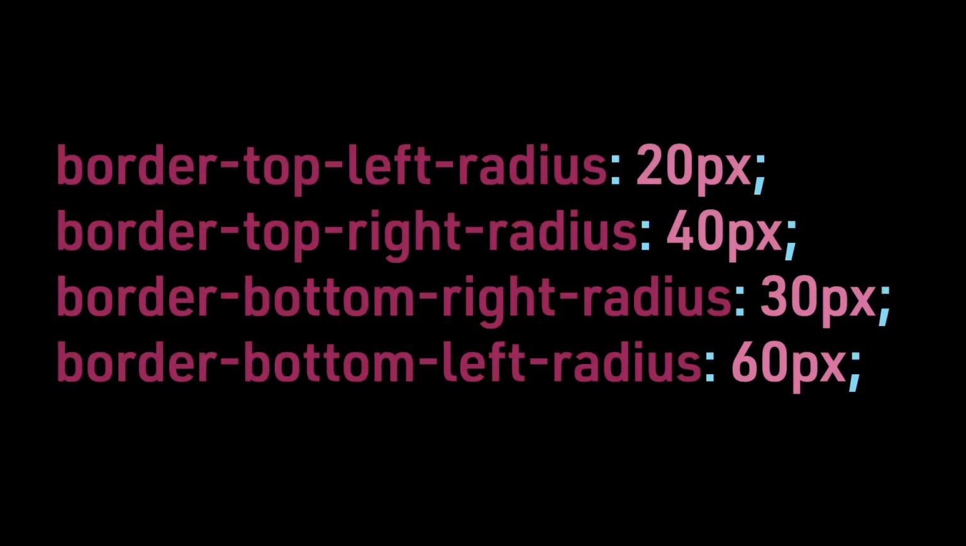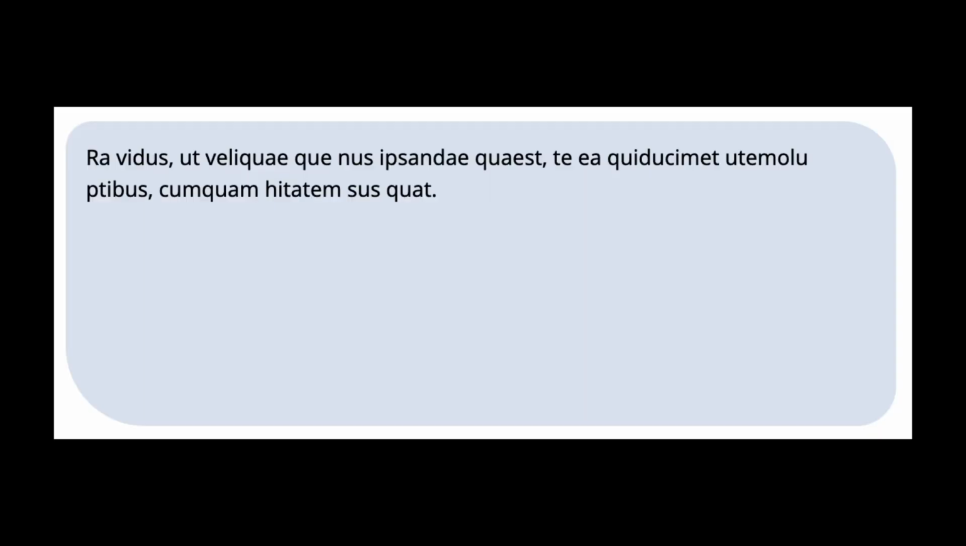In addition, it is also possible to target a particular corner instead of all corners. Border top left radius, 20 pixels. Border top right radius, 40 pixels. Border bottom right radius, 30 pixels. Border bottom left radius, 60 pixels. This is how the code would display.